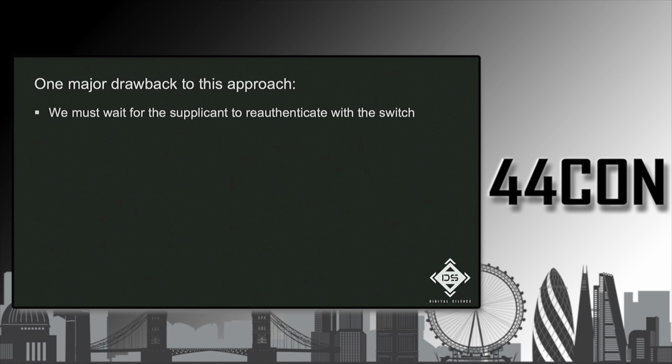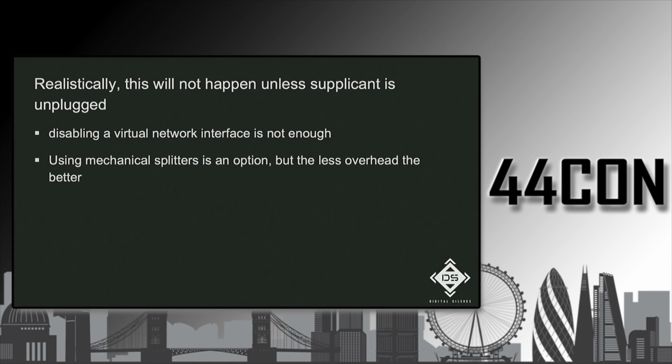The major drawback to this approach is that we have to wait for the supplicant to re-authenticate with the switch. And actually, this is not going to happen unless the supplicant is unplugged, realistically. Disabling a virtual network interface usually is not enough to make this happen. We could use mechanical splitters, as we did earlier, to disconnect it and then reconnect it remotely.